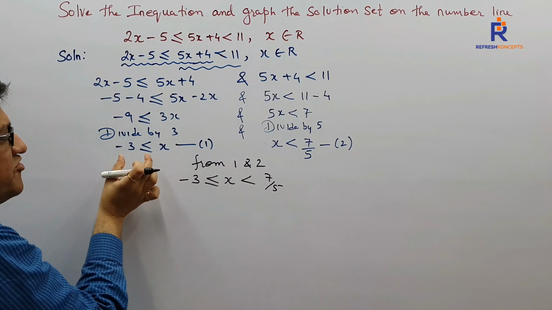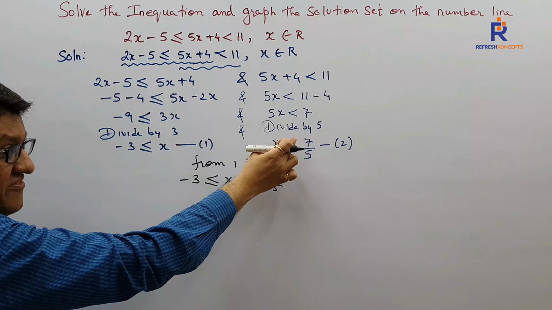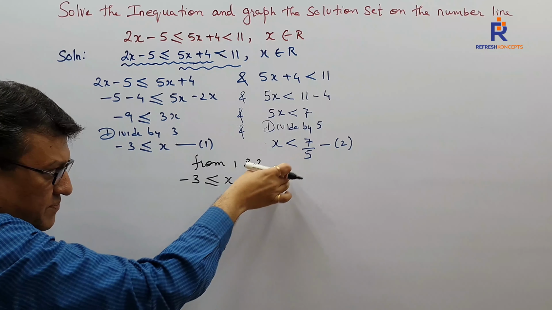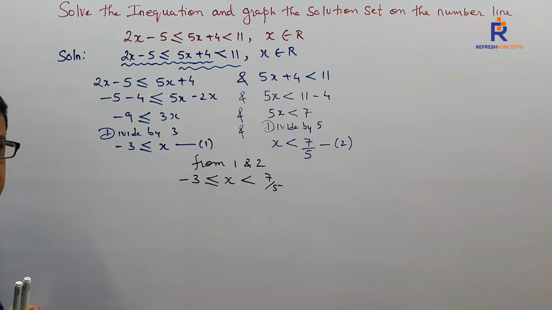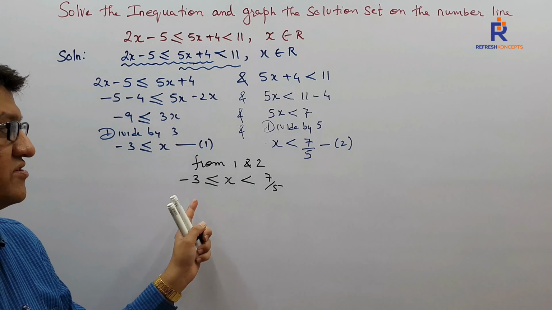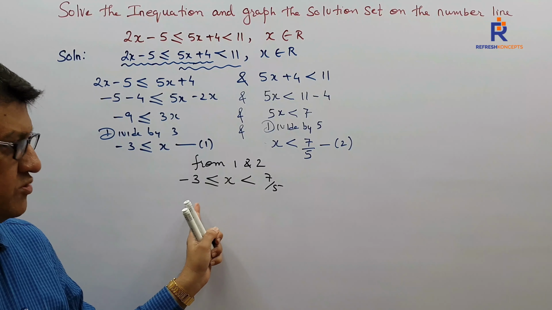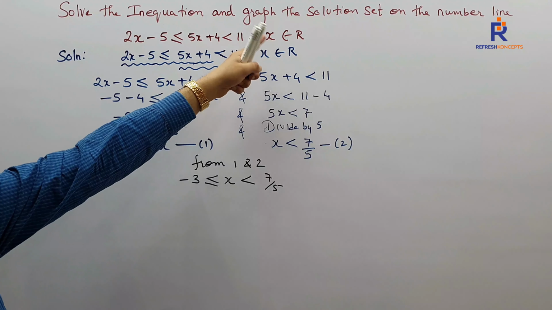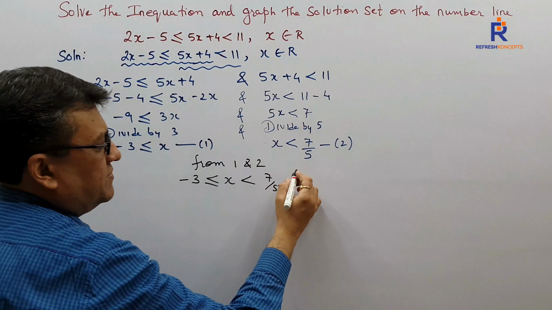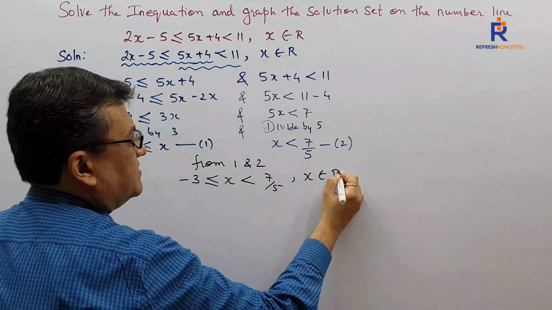Children, first we have written this. The sign of inequality is still a less than sign. This is what our inequation solution set is. Now we can write down: x belongs to the set of real numbers.